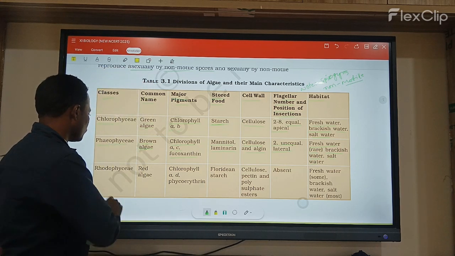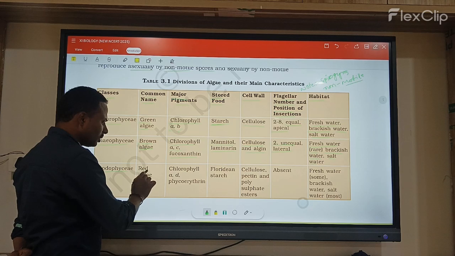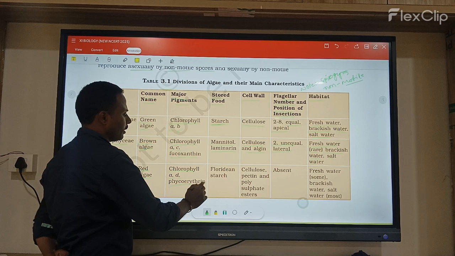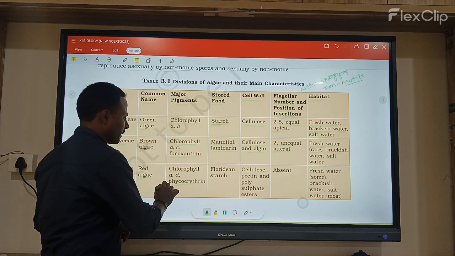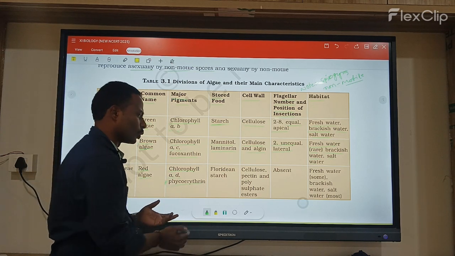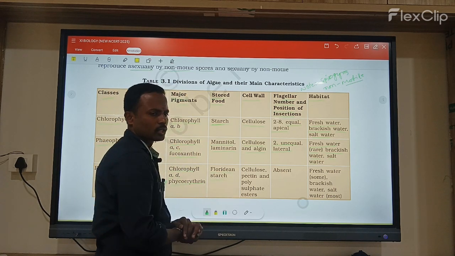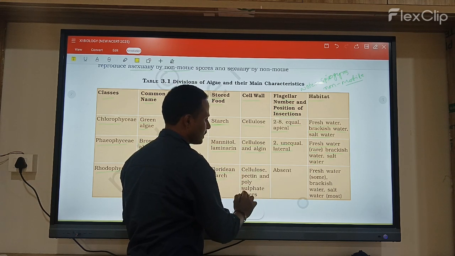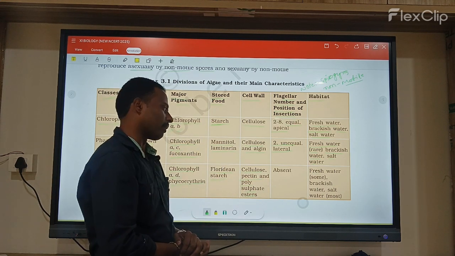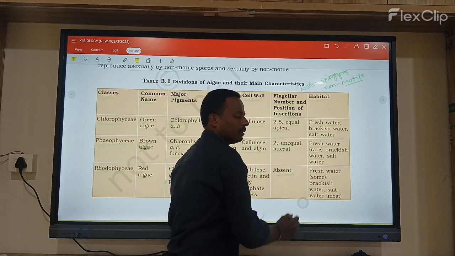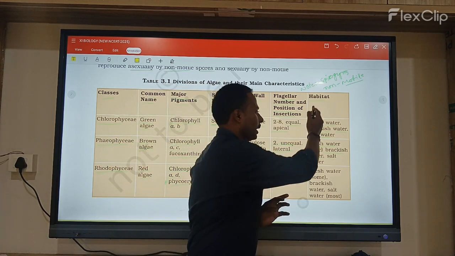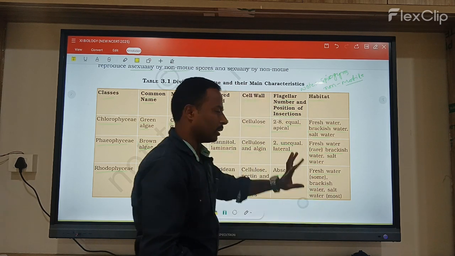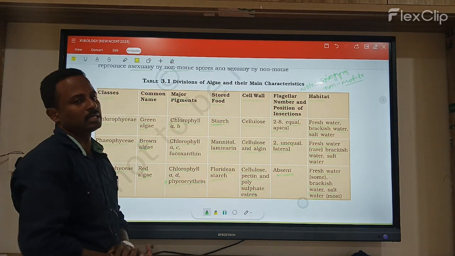And next, Rhodophyceae is called red algae, and the major pigments are chlorophyll A and D, and phycoerythrin pigments are also present here. The food is stored in the form of floridean starch, and the cell wall is made up of cellulose, pectin, and polysulfate esters. Here flagella are completely absent in Rhodophyceae, and what is the habit? Fresh water, brackish water, and salt water habitats, where Rhodophyceae survive.